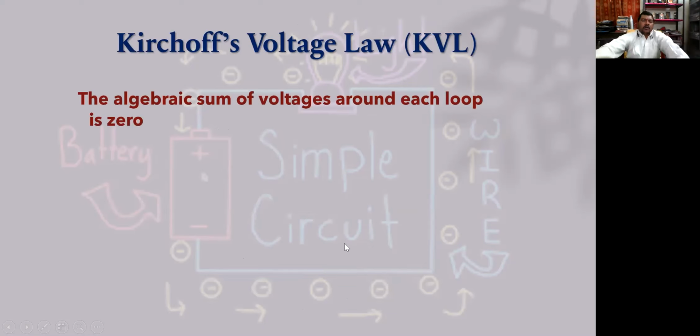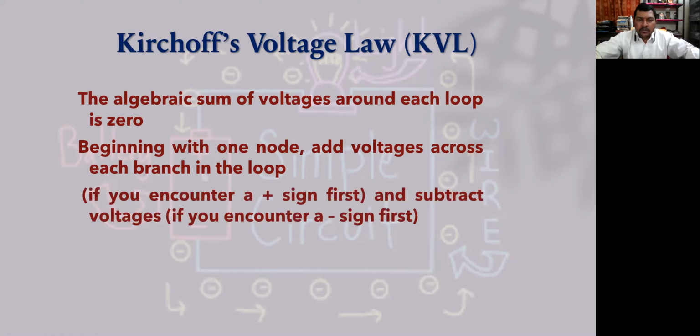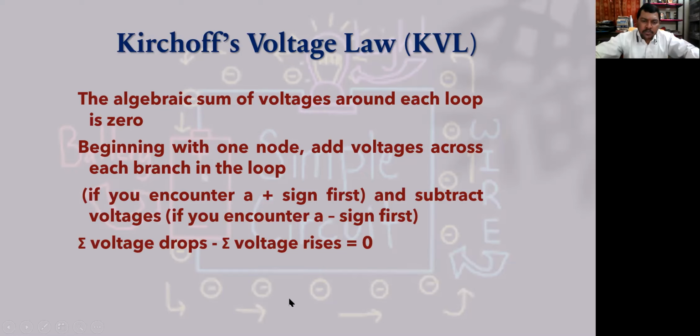Then the second law is Kirchhoff's voltage law, that is KVL. The algebraic sum of voltages around each loop is zero. Beginning with one node, add voltages across each branch in the loop. So this is how we can calculate. Positive and negative signs can be given accordingly. So summation of voltage drops minus summation of voltage rises is equal to zero. So the summation of voltages in a loop is equal to zero.